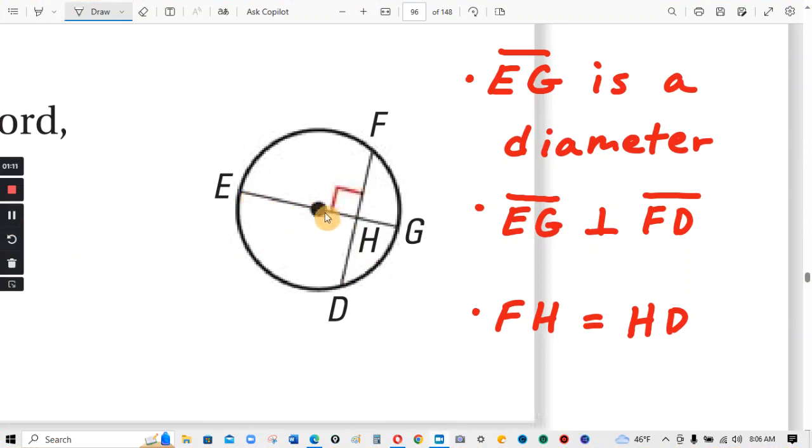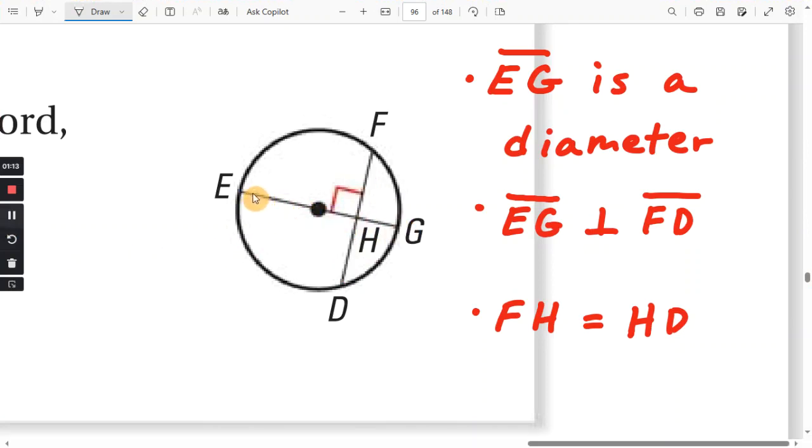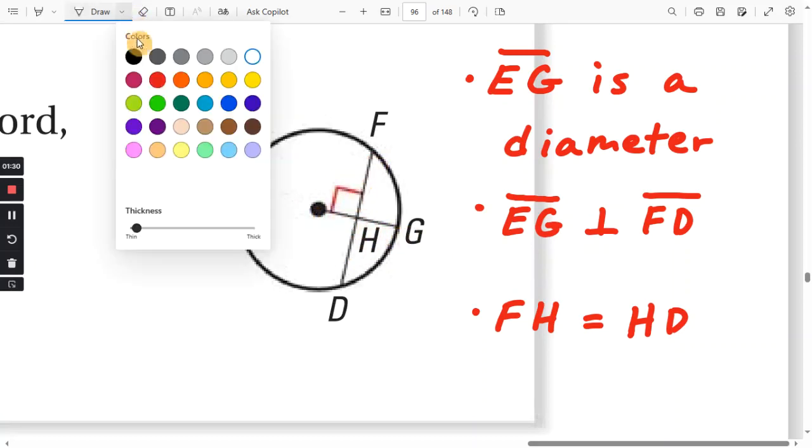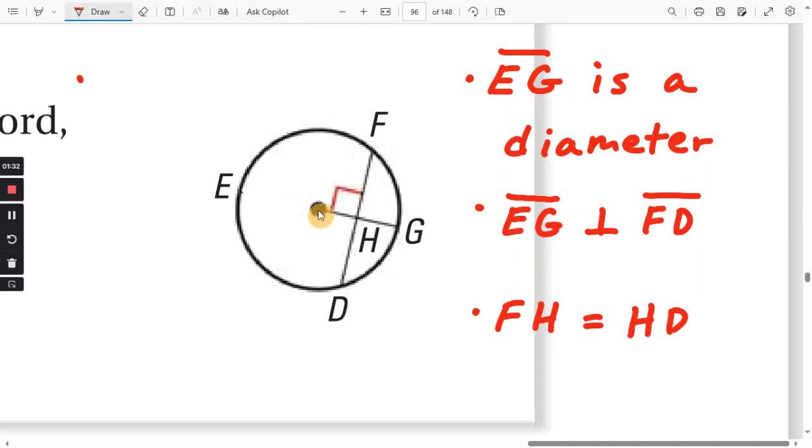Now, does the full diameter have to be drawn? No, it does not. If this part of the diameter did not exist and you just had the radius right here, all of this still applies. So if you just had the radius perpendicular to a chord, the chord is still bisected. If you see a diagram like this, the segment is emanating from the center, that's a radius, and this chord is still bisected as long as it makes a right angle or is perpendicular.